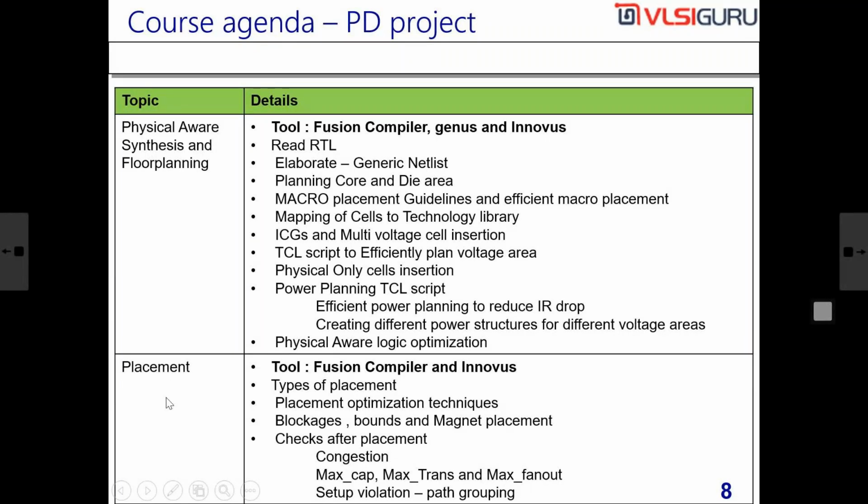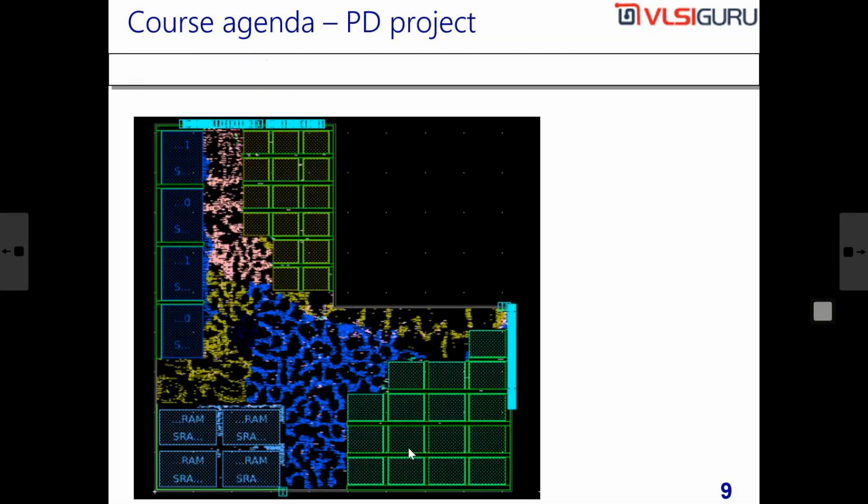Next we do what? Placement. In placement, we discuss types of placement, placement optimization techniques, and what we mean by placement. There are some placement restrictions like blockages, bounds, and magnet placement. Then we do checks after placement. What are the checks we do after placement? Next, what is the next step? So these are some examples about placement, right?